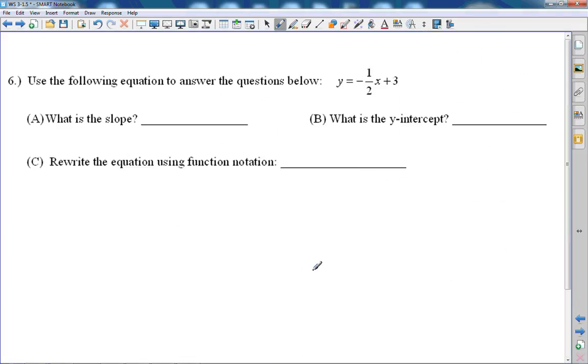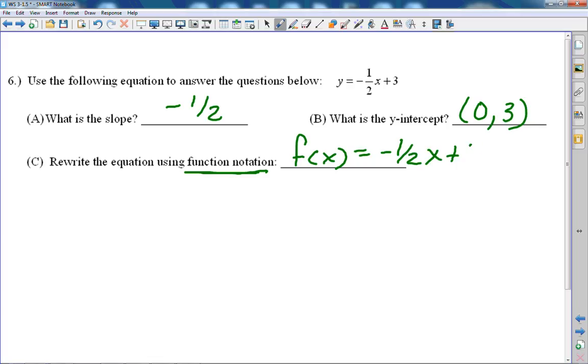Here's the next one. See if you can answer this question. All right, the slope for this one is negative 1/2. The y-intercept is 0, 3. Write it using function notation. F of x equals negative 1/2 x plus 3.